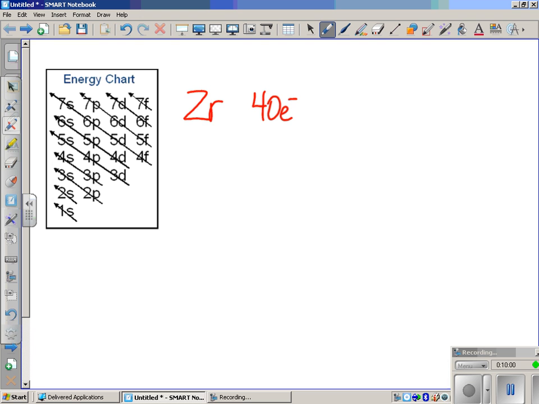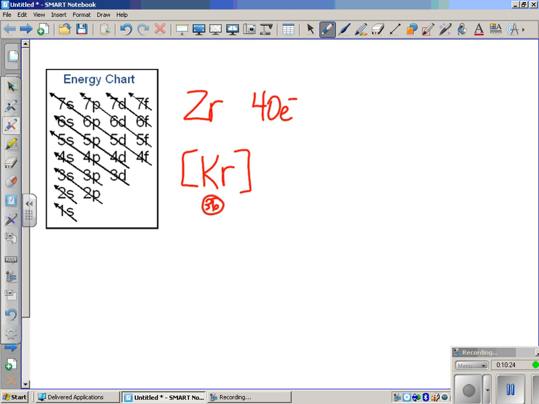Okay, so zirconium is number 40. The next closest noble gas with fewer electrons is krypton, so we're going to write Kr in square brackets. Essentially what you're doing is skipping all of those electrons all the way through krypton. You're telling the reader, hey, I've just taken out the electron configuration for krypton.